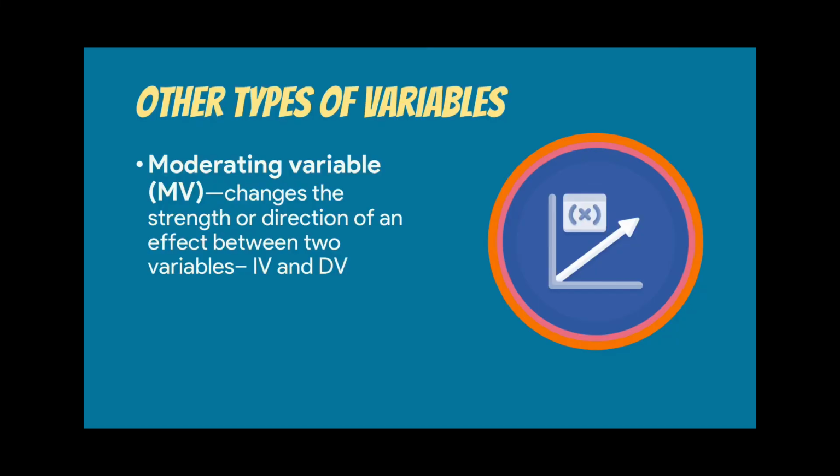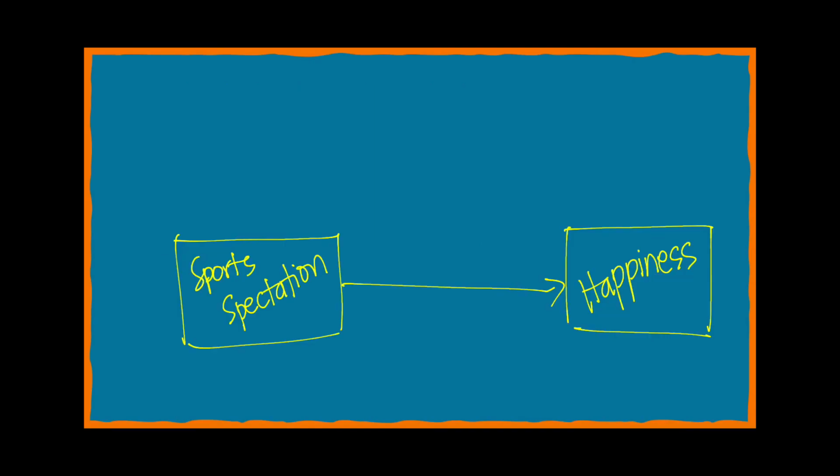So here are just other types of variables. So we have moderating variable. A moderating variable changes the strength or direction of an effect between two variables, the independent variable and the dependent variable. So for example, in this specific schema, we see that sports spectatorship is the independent variable, and we are assuming that it can influence or be related to happiness. All right?